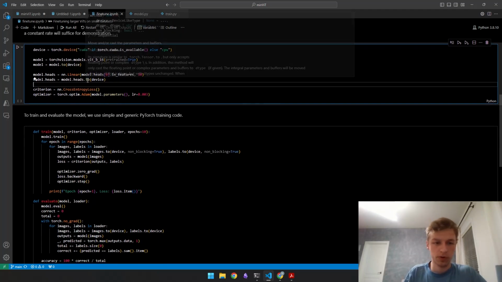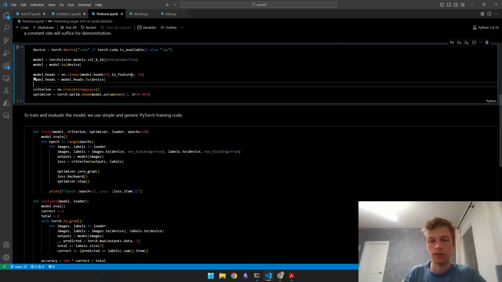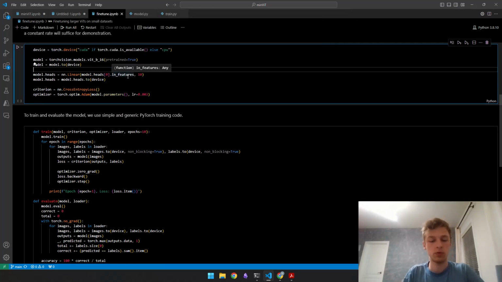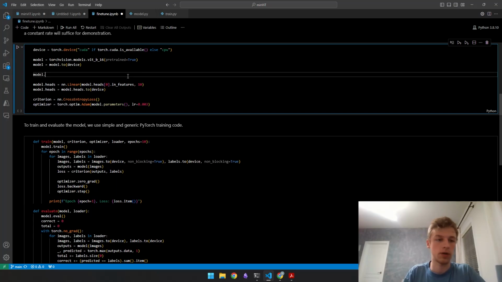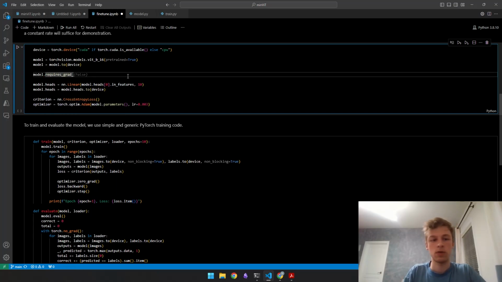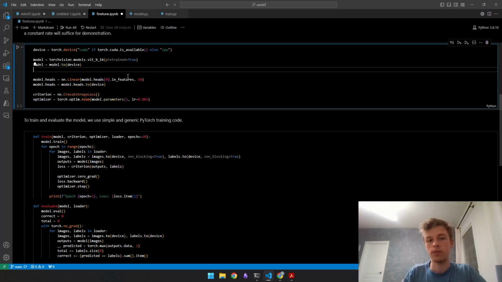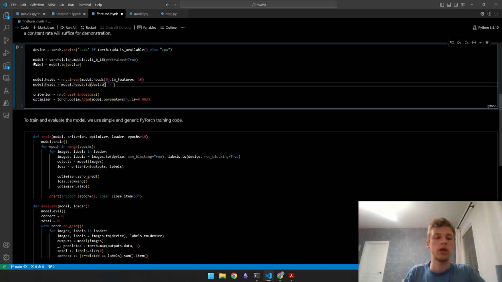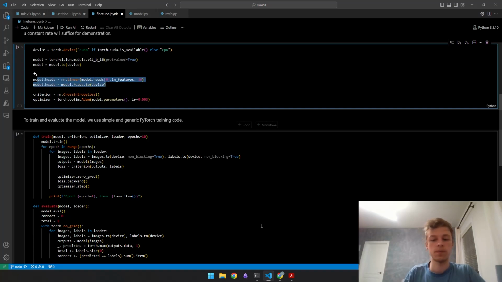And the code for locking the previous layers isn't here. We would do something like model.requires_grad, we would set that to false, and that would be able to lock some of the layers. We would set it to true for this.